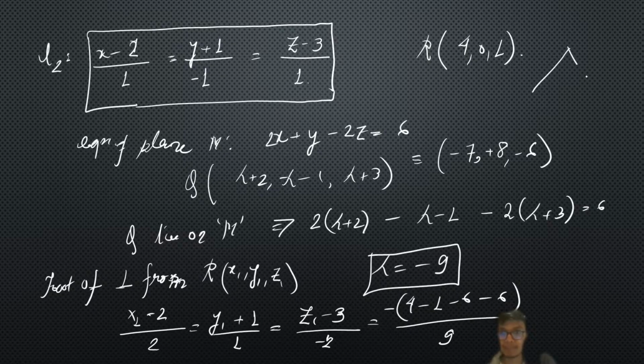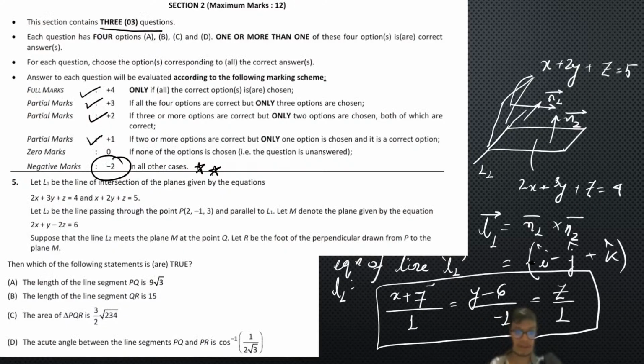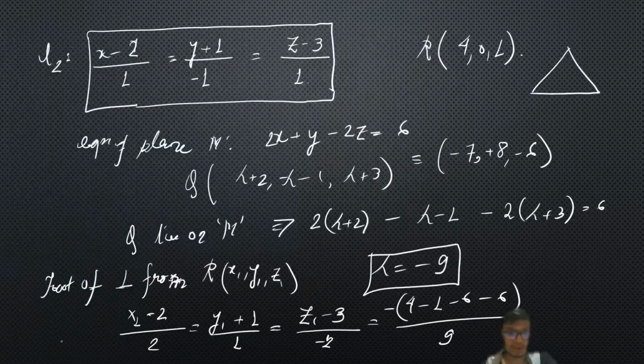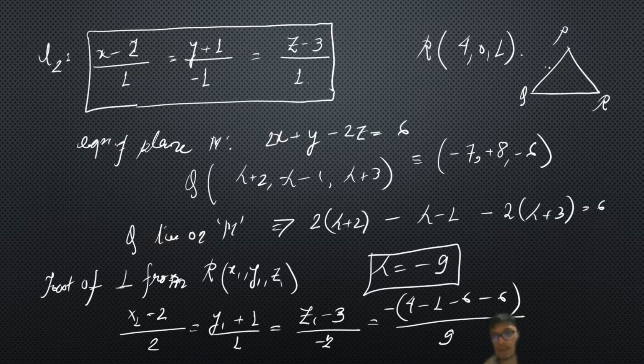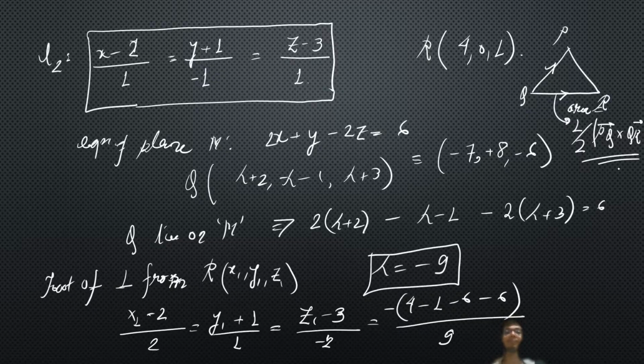Once I have this information, one of the options mentions finding the area of the triangle PQR. Once I have the coordinates of P, Q and R, I can easily find the area of the triangle by finding these two vectors, and the area will be half times the magnitude of PQ cross QR. That is going to be the area.